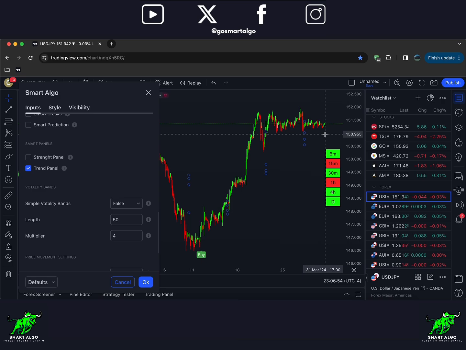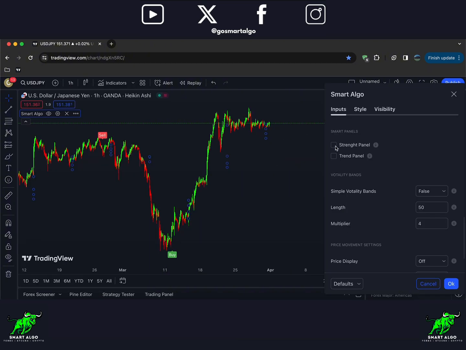That is not the case, guys. This panel just shows the overall trend in that time frame. So the 5-minute time frame is overall bullish, but that doesn't necessarily mean that the most recent candle is also green. You know what I mean? Overall, guys, super simple feature to use, and it's highly recommended to use in your strategy.